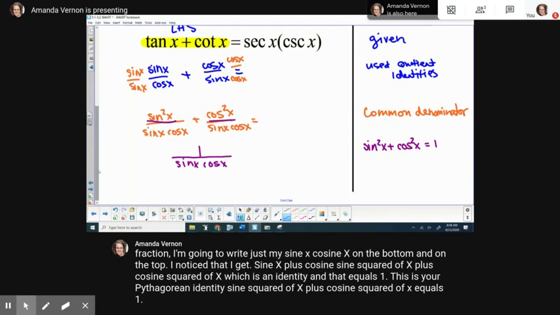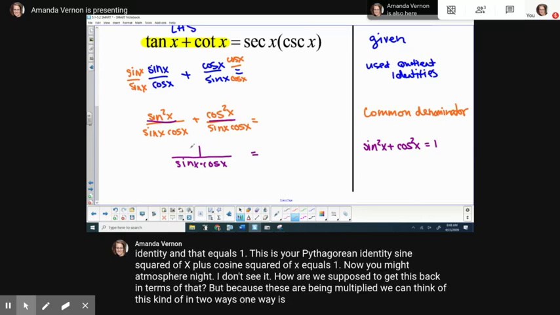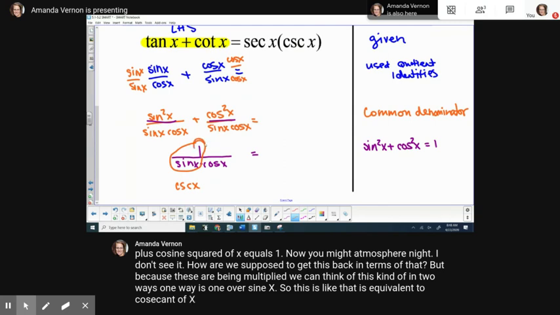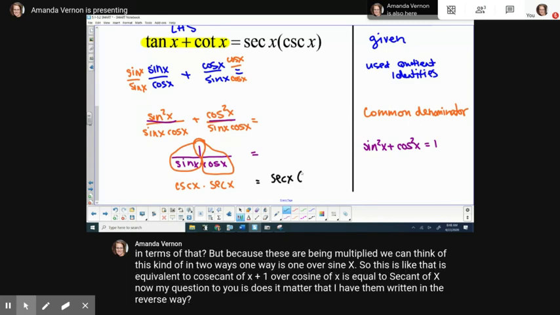Now, you might say, Ms. Vernon, I don't see it. How are we supposed to get this back in terms of that? Because these are being multiplied, we can think of this in two ways. One way is 1 over sine x, which is equivalent to cosecant of x. And 1 over cosine of x is equal to secant of x. Now, my question to you is, does it matter that I have them written in the reverse way? Hopefully you're answering, nope, that doesn't matter. Multiplying two terms together still produces the same answer.